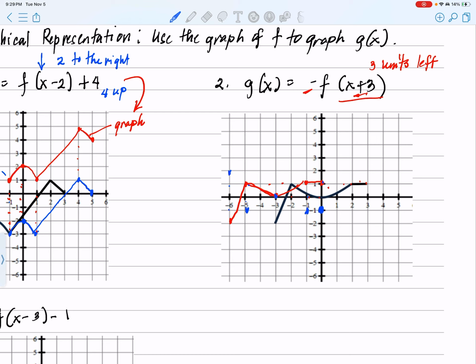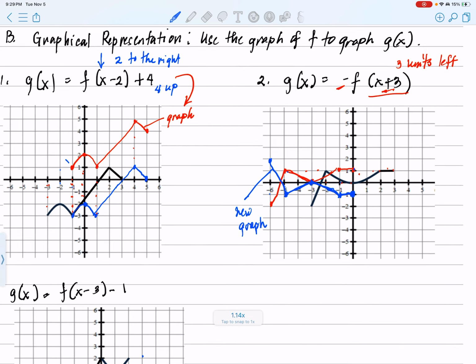Okay, so this will be the graph after the reflection there. Right, so this is the new graph doing the translation and the reflection. Let's do the third one.